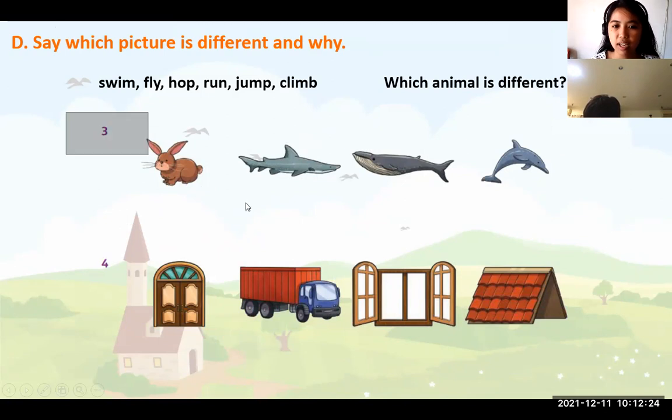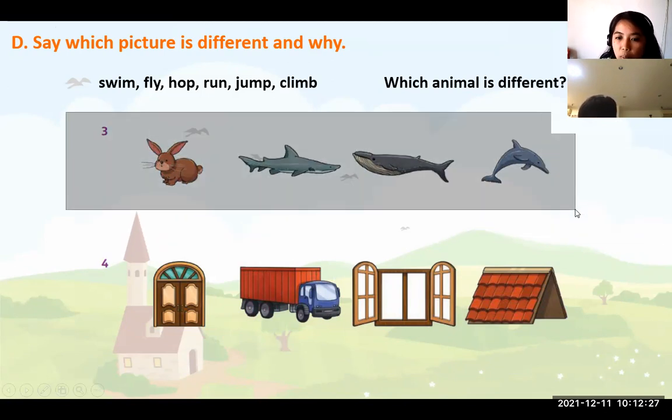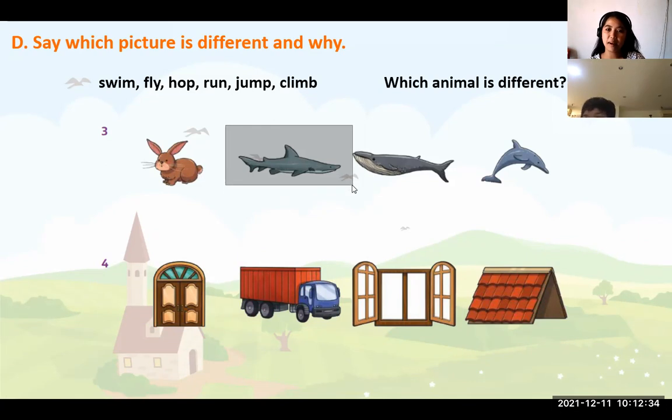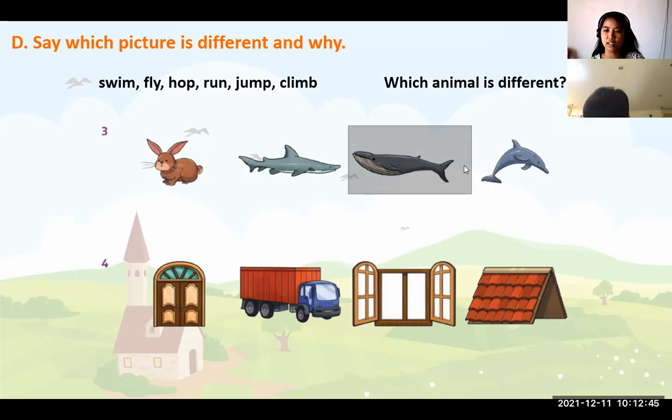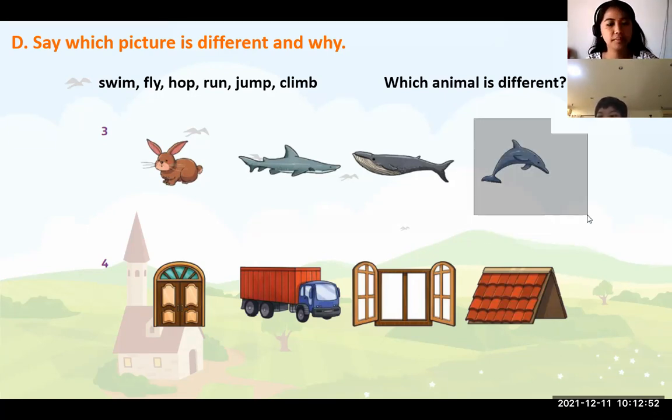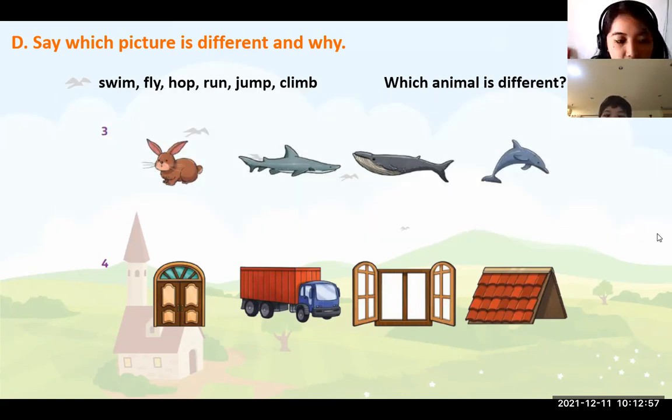Okay, so here in number three, what is this one? A rabbit. Yes, a rabbit. How about this? A shark. Yes, this is a shark. How about this one? A whale. A whale, very good. How about this? A dolphin. A dolphin, very good. So which animal in number three is different?